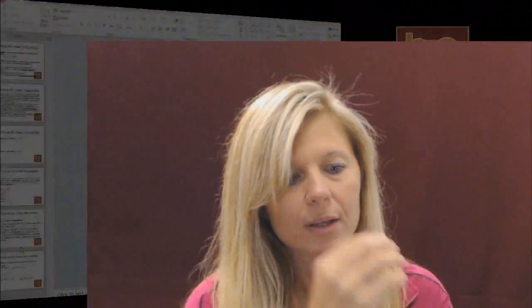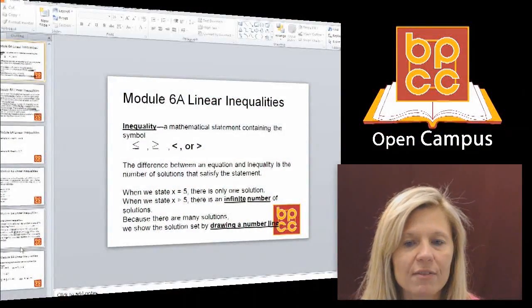So now in Module 6, we're going to change up that symbol. Instead of working with equations, we're going to be working with inequalities. And when you hear the word inequality, you have to think of less than or greater than. So let's go to our class notes. So if you look, the first thing we have is our definition.